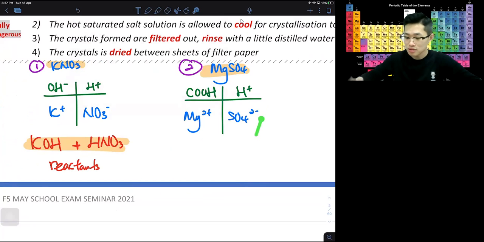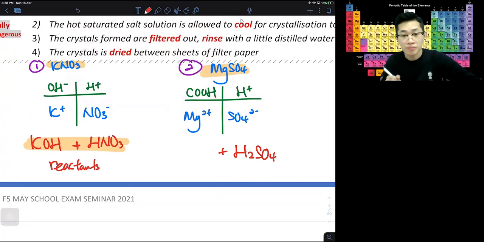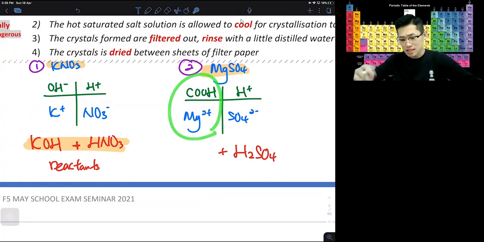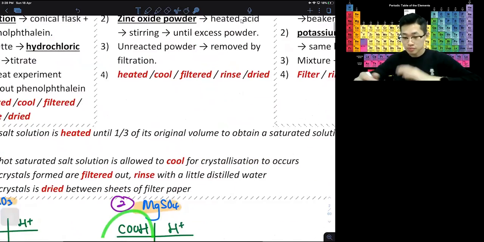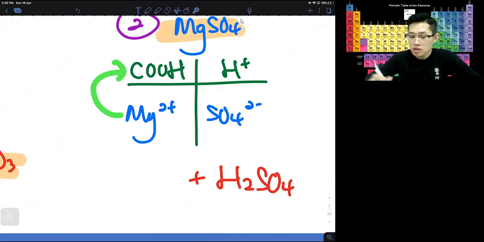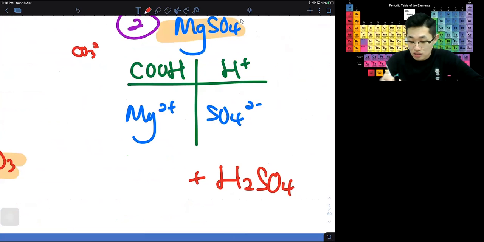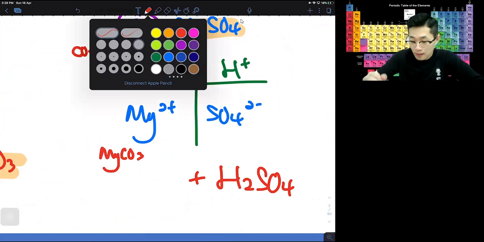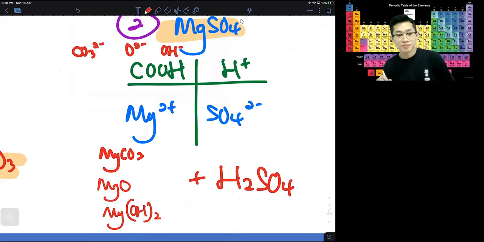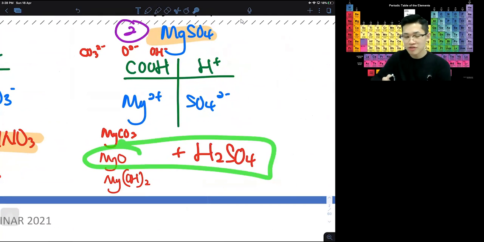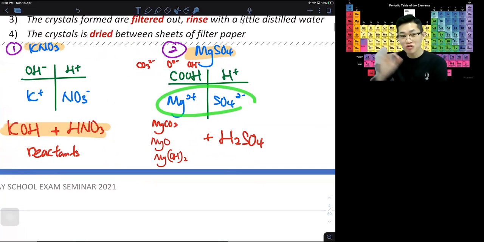So what are the ingredients needed? Right hand side, positive, negative, we get H2SO4. On the left hand side, CO, O, OH. What are these? On the top here, can you see? These three: CO3, O, and OH. So we are pairing this Mg with the CO3 2 minus, O2 minus and OH minus. We get MgCO3, MgO, Mg(OH)2. So any one of the reactants here will react with acid to form MgSO4. Understand? This is how you find the ingredients.